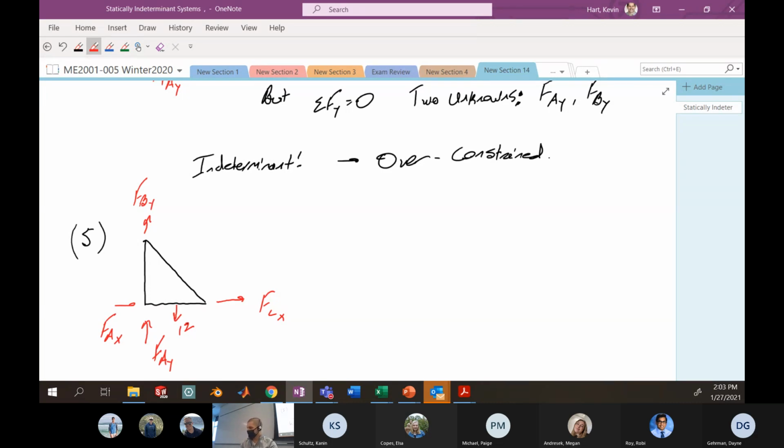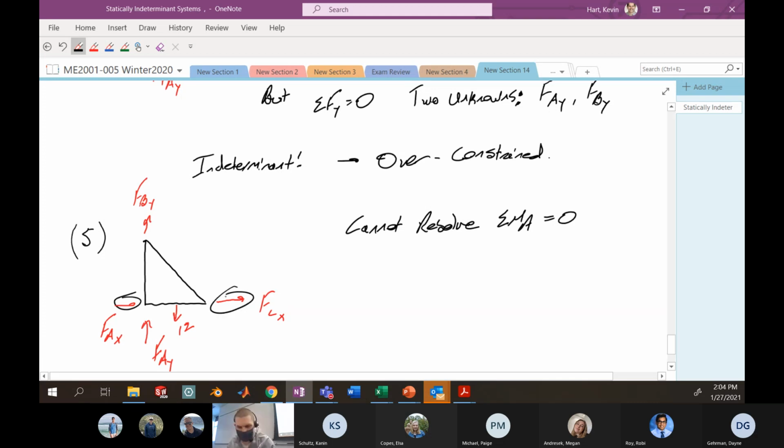There are a couple of ways you can think about this, but the easiest is to understand that we cannot resolve the sum of the moments about A. This comes back to the idea that if you have parallel or concurrent forces, it can be a problem. Here we have a set of concurrent forces, and here we have another set of concurrent forces, and this is problematic. If we tried to sum the moments about A, we wouldn't be able to resolve this situation.